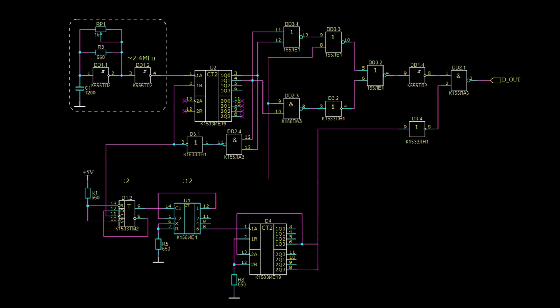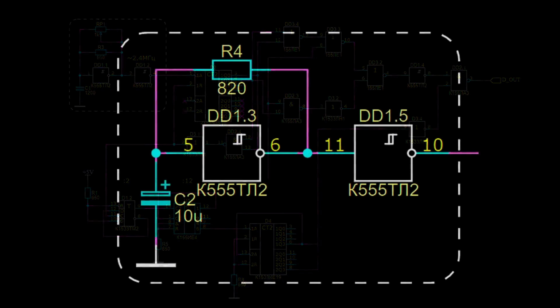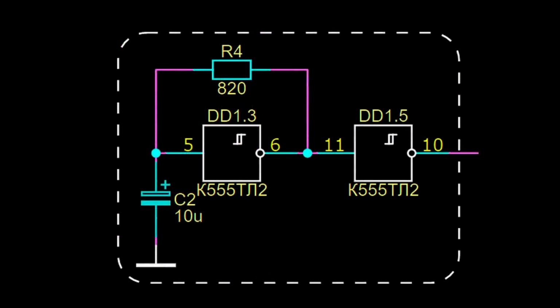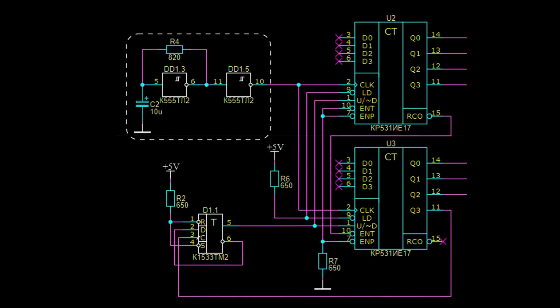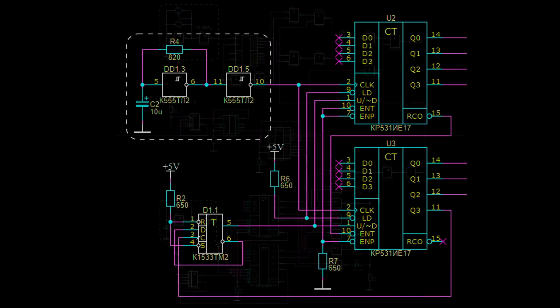The next task is to somehow create a running light. We make another square wave generator using Schmitt triggers, this time with a much lower frequency, 1 Hz. And we add a couple of IE17 counters. Why specifically them? Because they can count up or down, and the counting direction is set by an external signal. We cascade the counters, meaning we connect them in series. And now we feed the signal from the last bit to a D flip-flop. It will remember that the counter has reached the end and will change the counting direction.